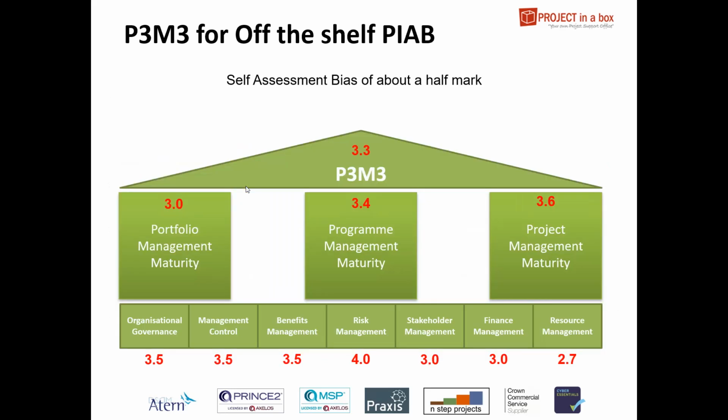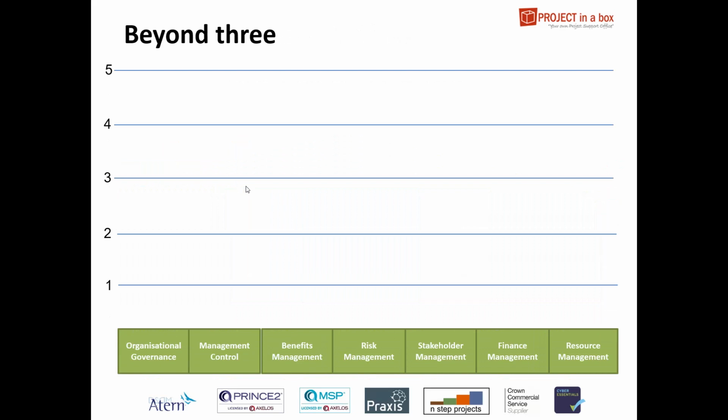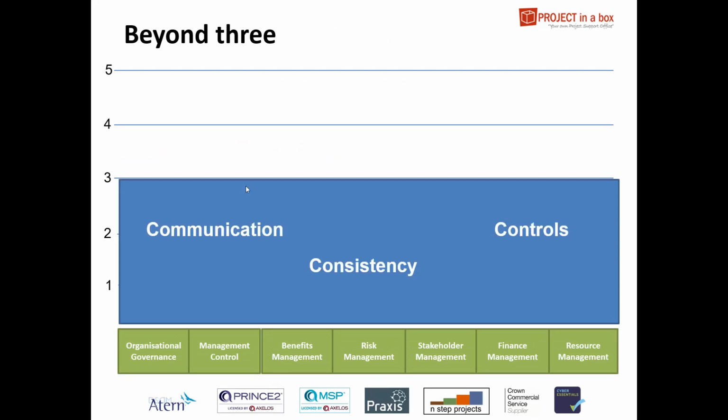So now we want to talk about what takes us beyond level 3. Those 3 things, consistency, communication, controls, take us typically to a level 3. To move beyond that, a key thing is going to be bedding all that in, because a lot of the changes beyond that come partly from culture change, and that's not an instant thing. That's never an instant thing. It takes a while to do that.